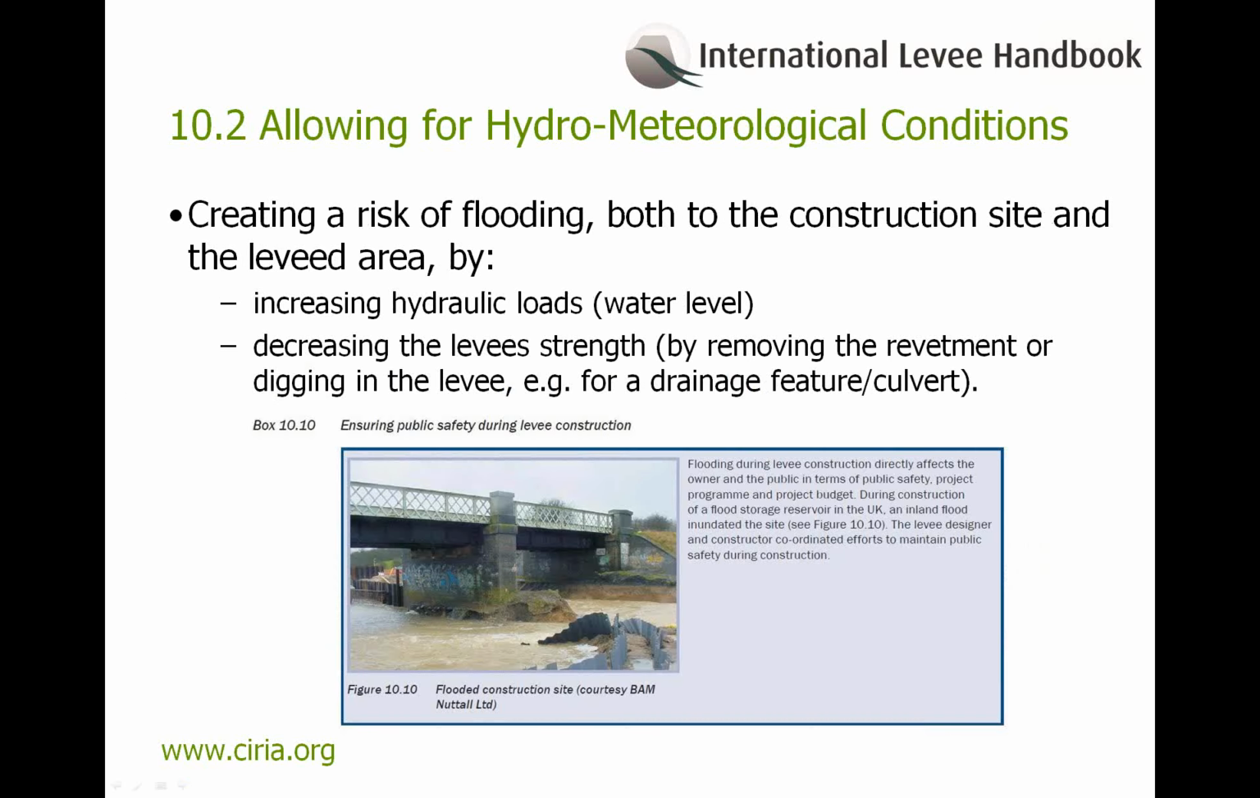In section 10.2.2, two main considerations are addressed. Hydrometeorological conditions may lead to flooding of the construction site and damaging the partly completed works, construction plant and equipment. And the construction site and activities may temporarily increase the flood risk in the levied area by increasing hydraulic loads or decreasing the levee strength, for example by removing the revetment or digging in the levee, for example for a drainage feature or culvert.